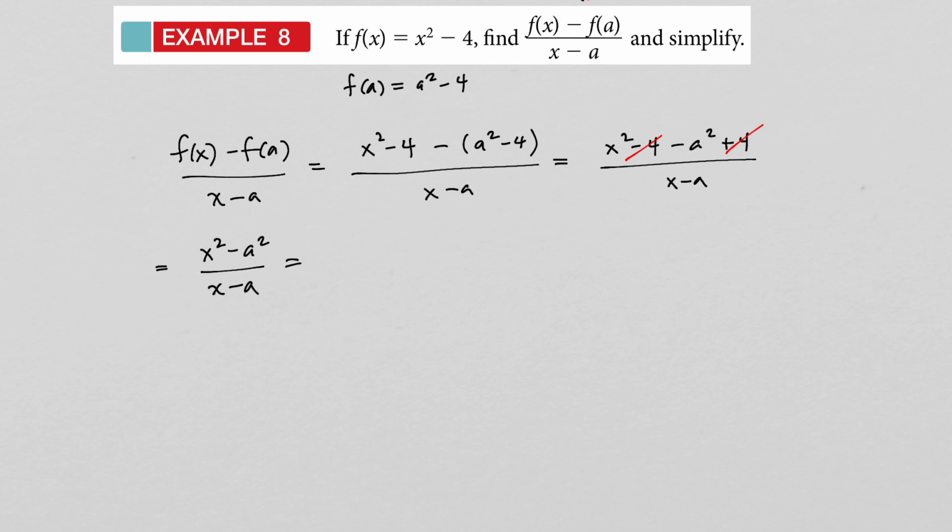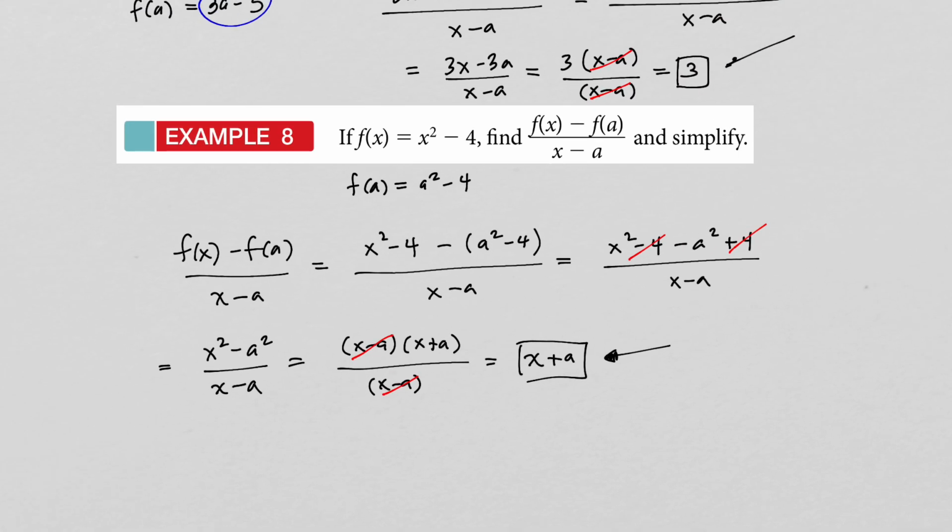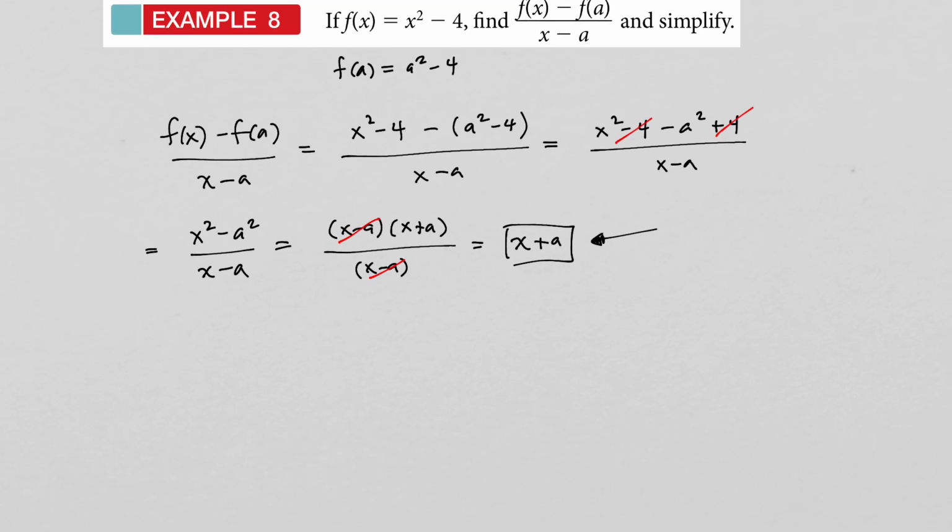And now to simplify, x squared minus a squared can be factored using the difference of two squares formula. And then once again, we can cancel these out here, and our final answer is x plus a. Now, why is our answer here a variable, whereas in the previous problem, our answer was a number? Well, it's because of the nature of the graph.